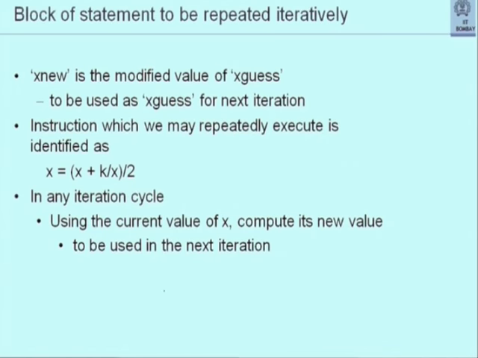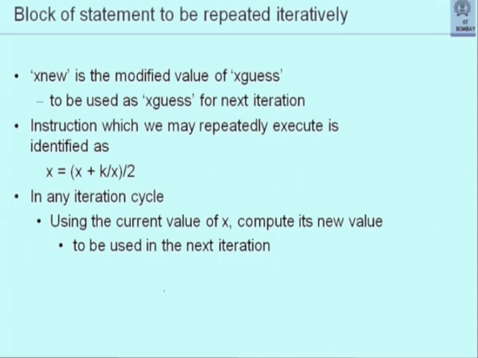So the block of statements to be iterated repeatedly is identified as follows. Since x new is the modified value of x guess to be used as x guess for the next iteration, instead of saying x new equal to this, and then saying x guess equal to x new, I can simply say x is equal to x plus or minus something. Notice that is what you do when you are summing up a large number of numbers. When you say sum is equal to sum plus something, in every iteration you are modifying sum, reaching the final value. This can be treated exactly that way. Once I have written an instruction which says x is equal to (x plus k by x) by 2, then I have a formula for iteration. I can keep repeating this starting with some value of x. I know x will change in every iteration. I know x will move towards the root. I can continue this endlessly.